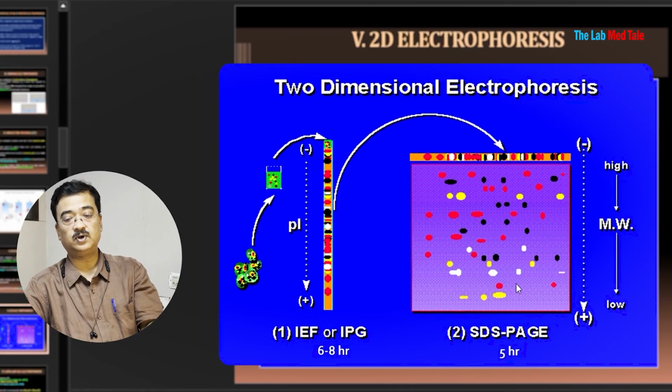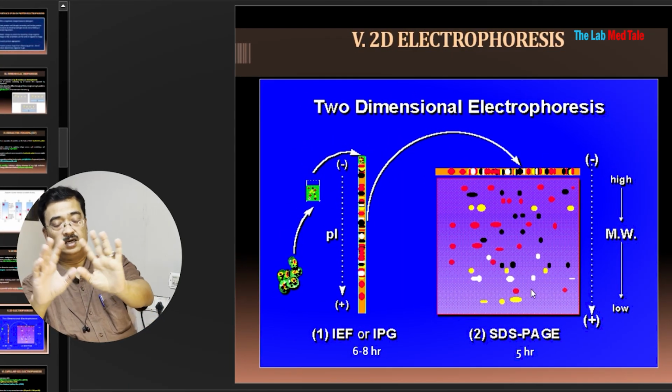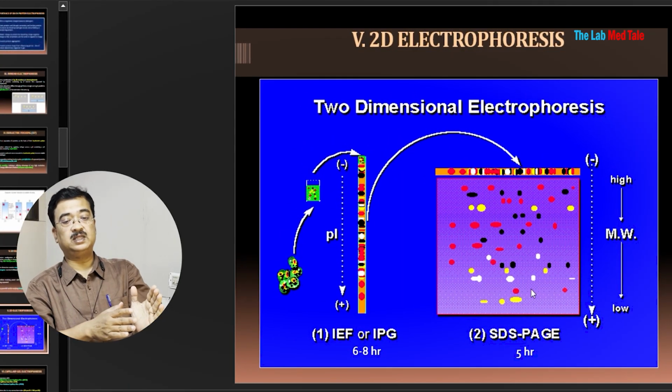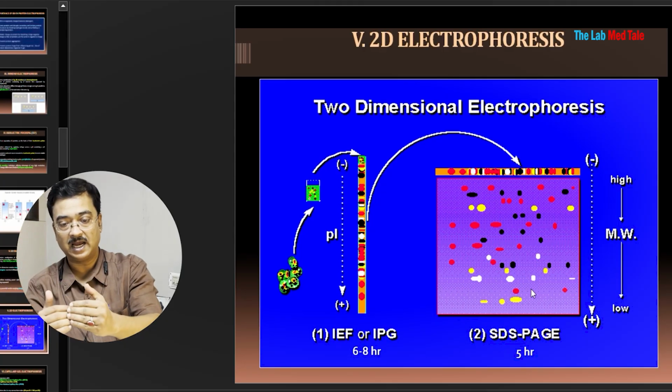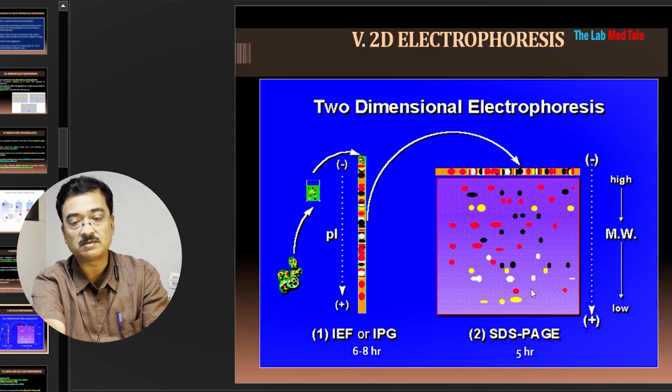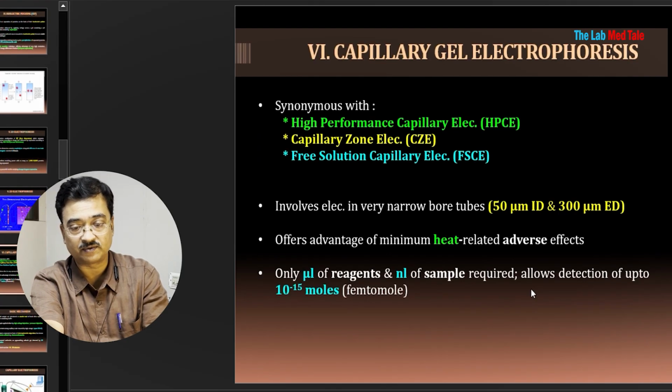So therefore, you can get the highest separation first by the charge, and then reverse it by 90 degrees and run it by its mass. This is called two-dimensional electrophoresis.